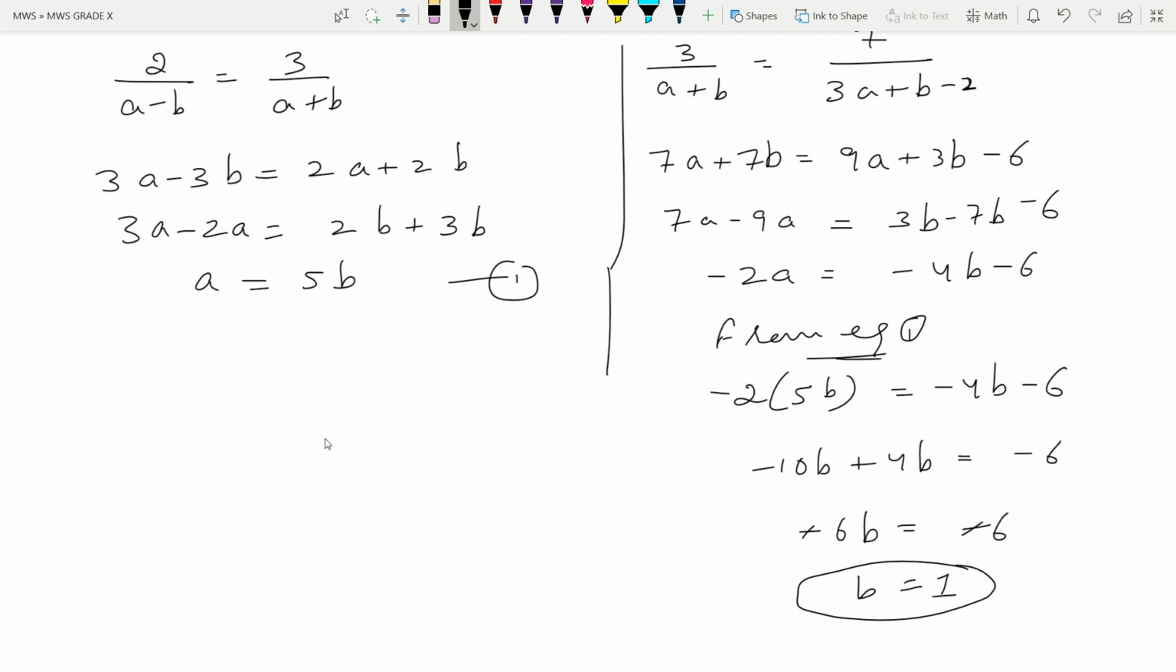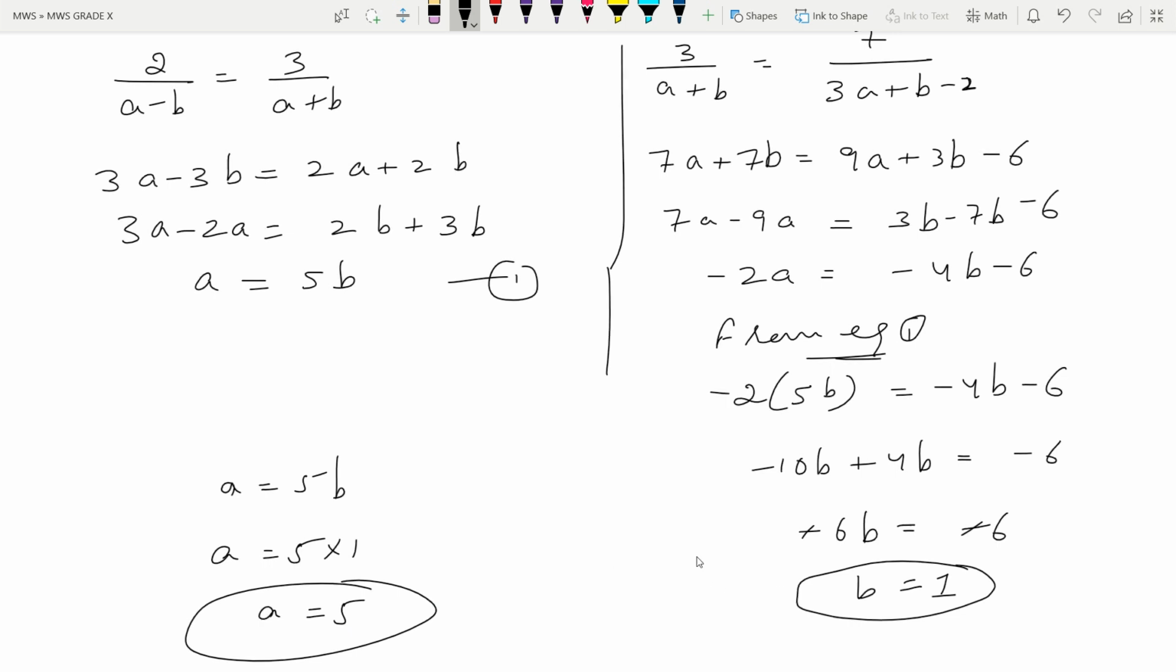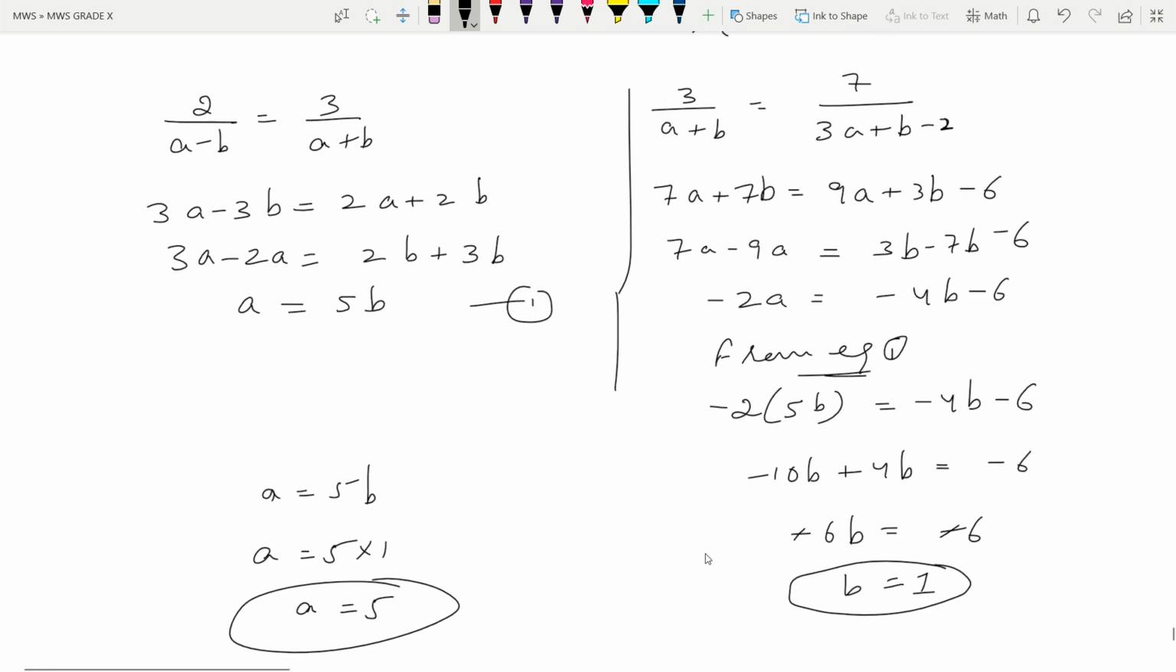So how can we calculate a? Since a is equal to 5b, a will be equal to 5 into 1. So a is equal to 5. So these are the two values which we took out with the help of the given things in the question. I hope this is clear.